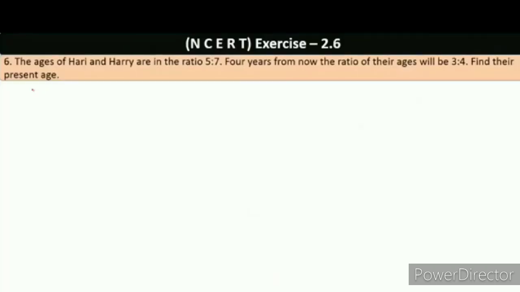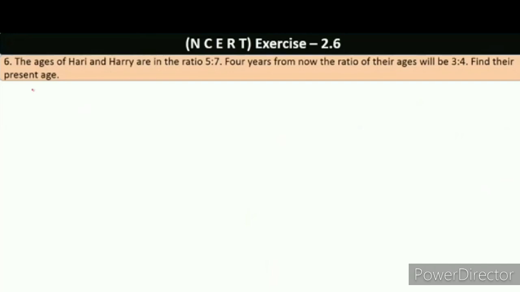Next, question number 6 is a word problem. Again, we are getting an age problem. The ages of Hari and Harry are in the ratio 5 is to 7. 4 years from now, the ratio of their ages will be 3 is to 4. Find their present ages. First, the present ages are given in the sentence in the ratio, right?